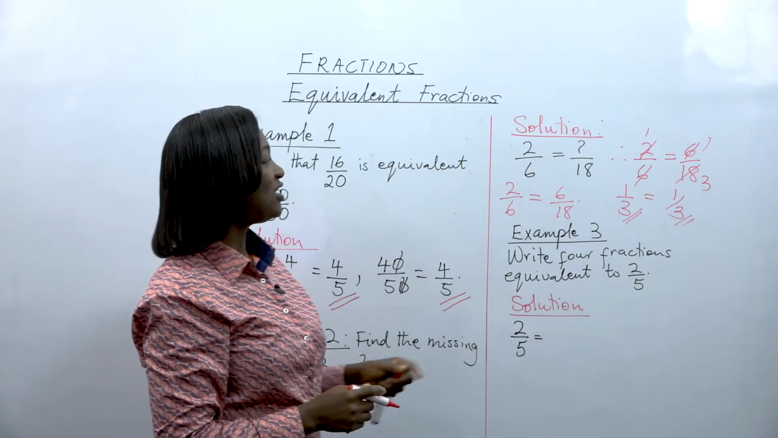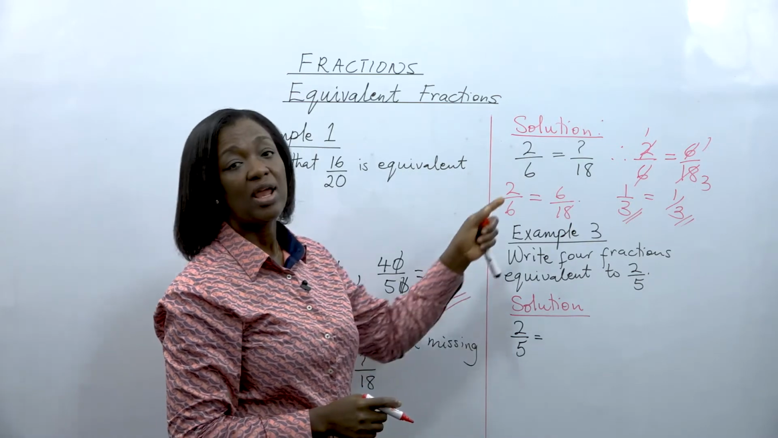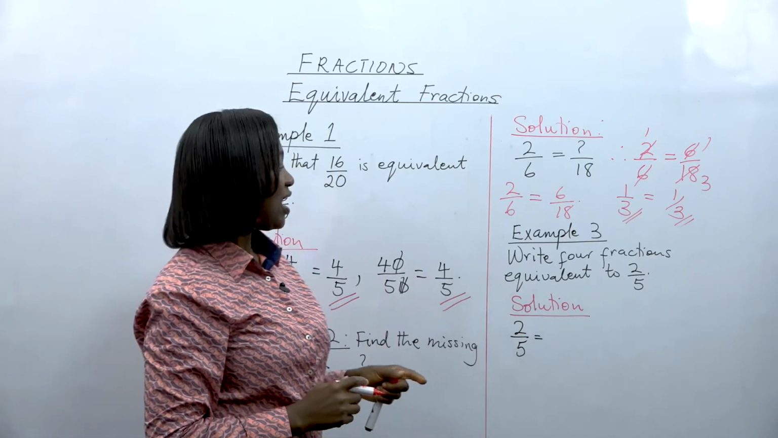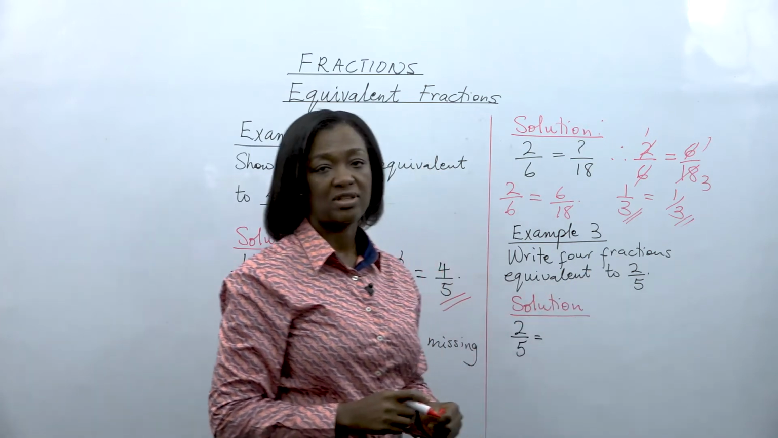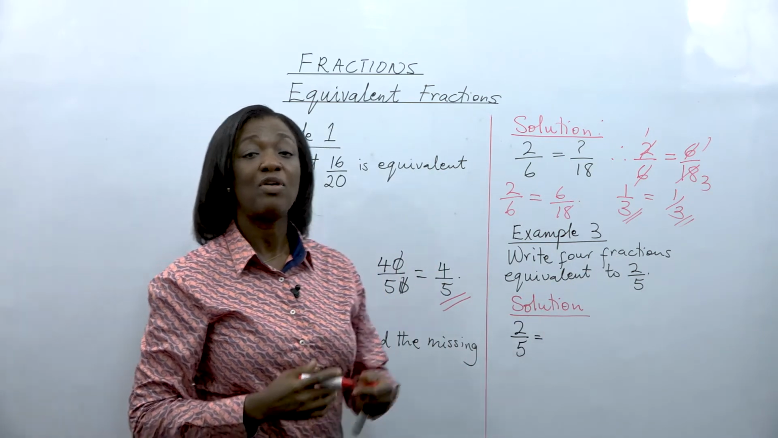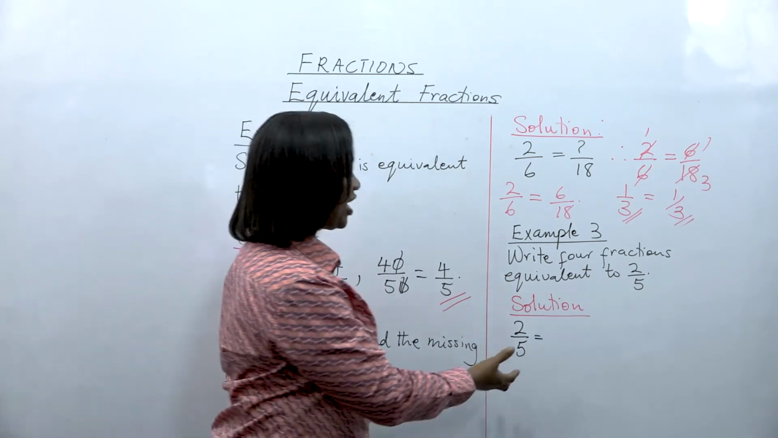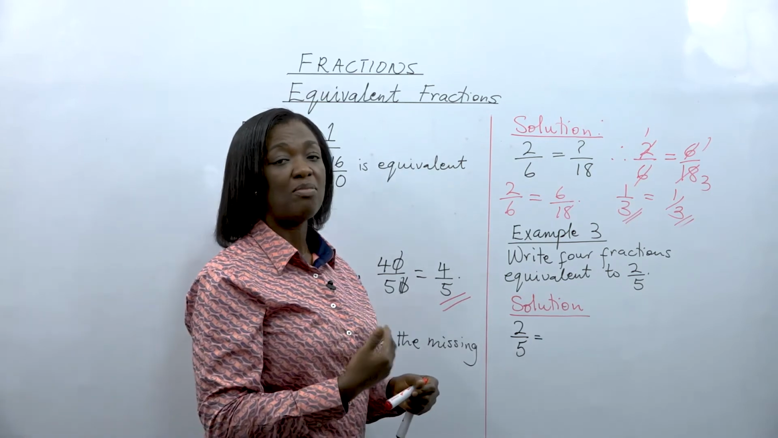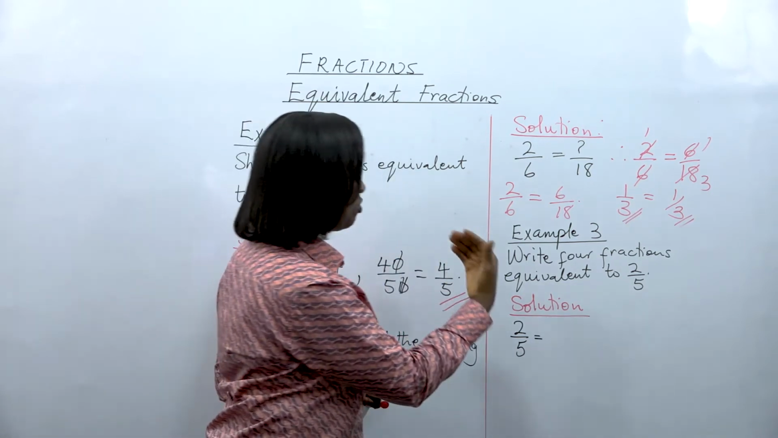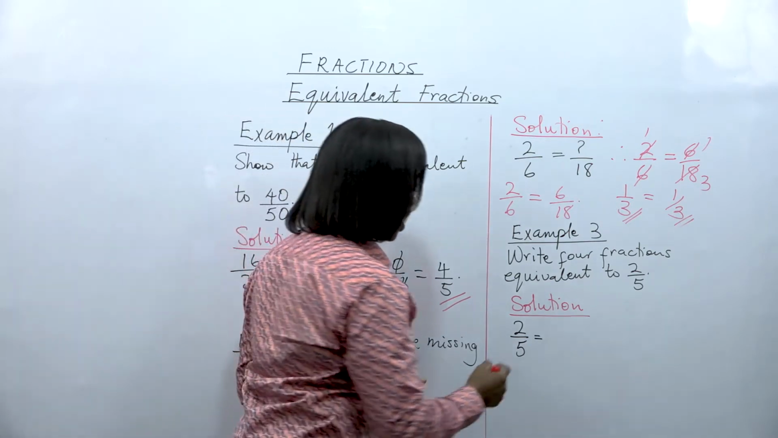That's how to find the numerator, or the missing number in equivalent fractions. And then lastly, we want to write 4 fractions that are equivalent to 2/5. We want to build a family of equivalent fractions. How do you do that? You simply multiply that fraction by the same number. Multiply the numerator and the denominator by the same number, and it will be equivalent.